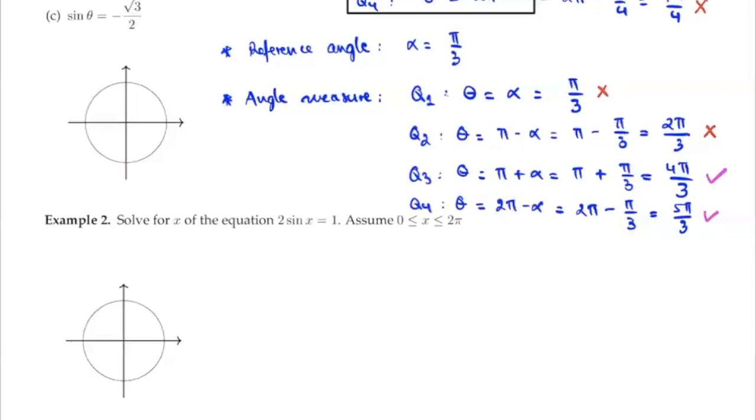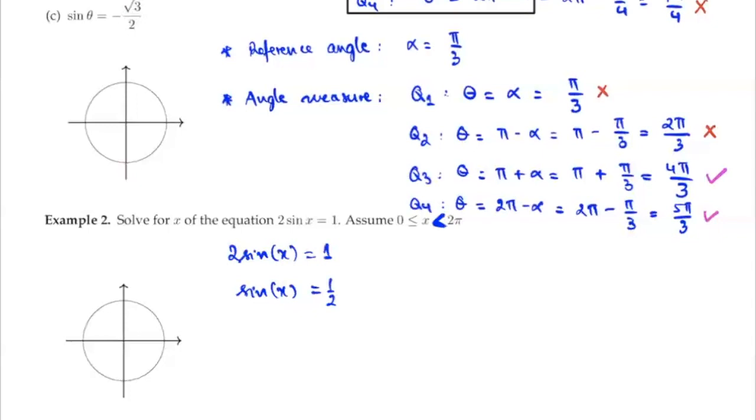Now in example 2, you are also asked to find the solutions x of the equation 2 times sine of x equal to 1, and assume that x is between 0 and 2 pi, and please change this to strictly less than 2 pi. So when you look at this problem, 2 times sine of x equal to 1, you see that you need to manipulate the equation a little bit. So you divide both sides by 2, and you get sine of x equal to 1/2.